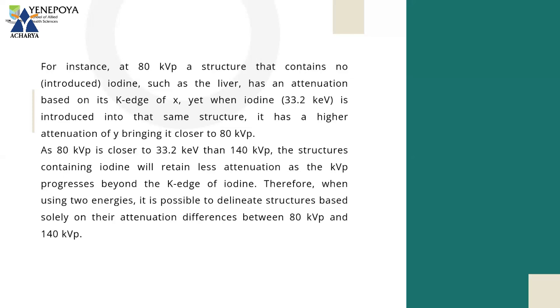Right. So as 80 kV is closer to the 33 kV, if you compare it with 140 kVp and 80 kVp, 33 kV is much closer to 80 kVp. So the structures containing iodine will retain less attenuation as the kVp progresses beyond the k-edge of the iodine. Therefore, whenever you're using two energies, it is possible to delineate two structures based on their attenuation differences between 80 and 140 kVp.